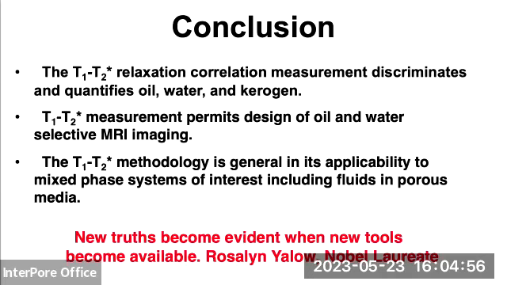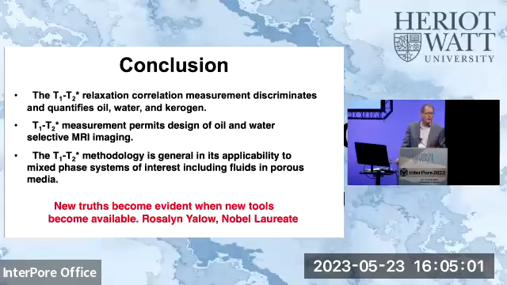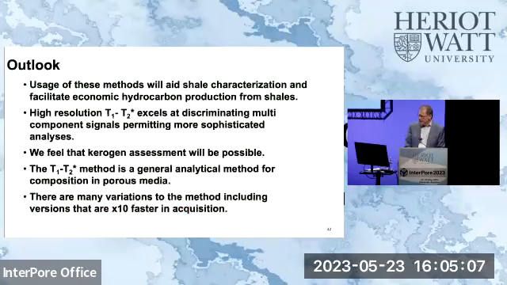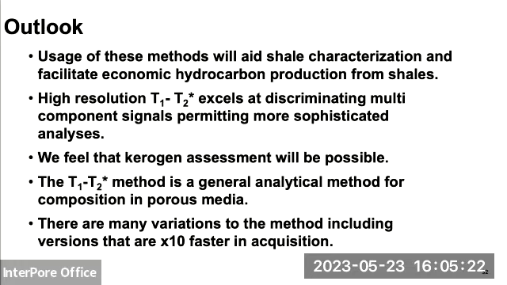And it is a very general method that's applicable to many other porous systems. In terms of an outlook, we know that these methods are going to aid shale characterization and be used in the industry. From first publication to an awarded patent to licensing, and very shortly commercialization, is under 2 years. That's the fastest for my lab ever. The quality of the result means that we can have much more sophisticated analyses, for example, kerogen assessment. I want to emphasize again, this is quite general.